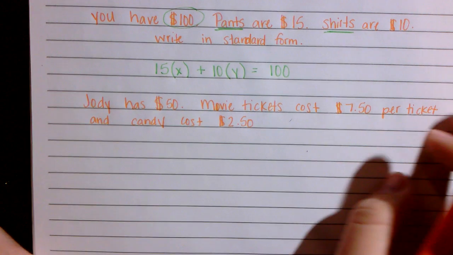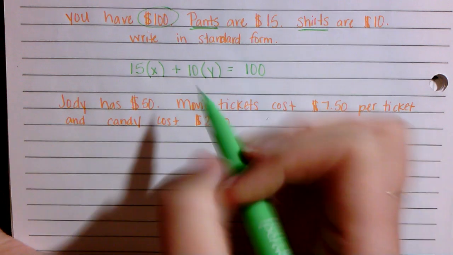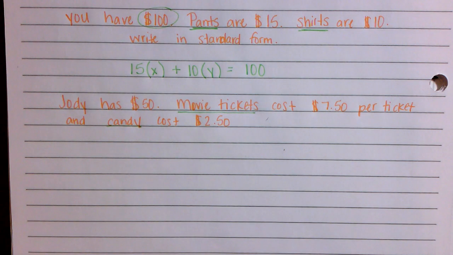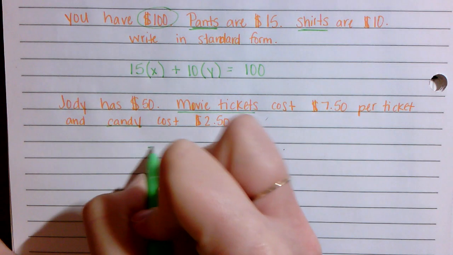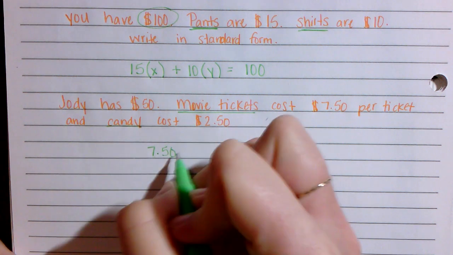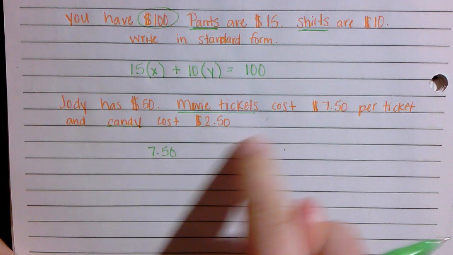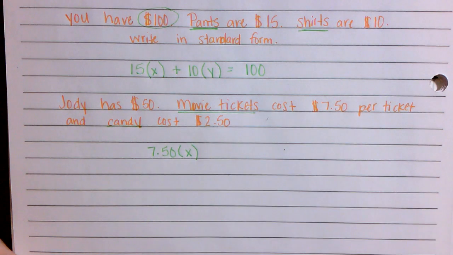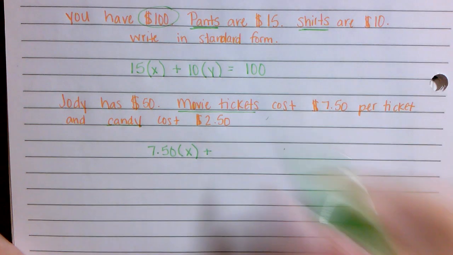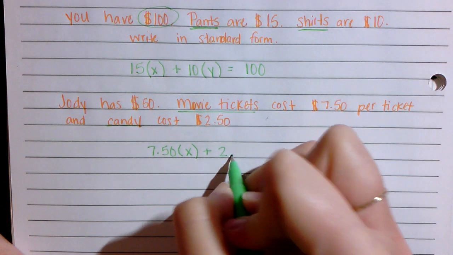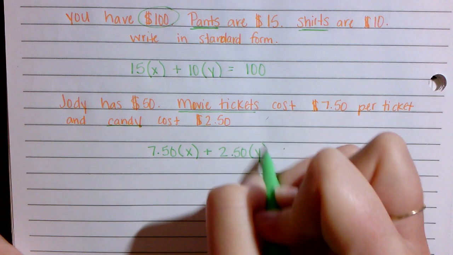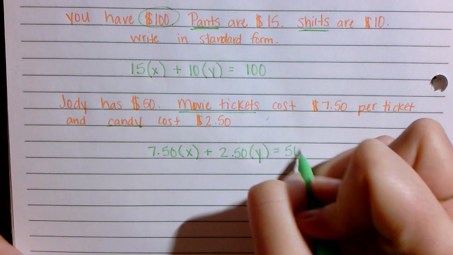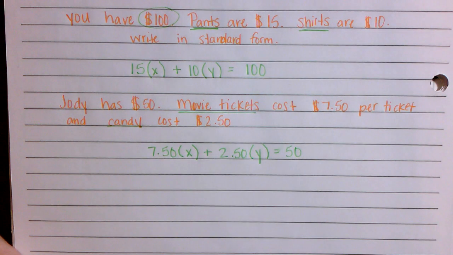Okay, so first let's just make our equation here. From the information that they gave us, I see two items, movie tickets and candy. So let's look at the price for those. So movie tickets is $7.50. That's going to be our A value. And then how many? It doesn't say as of yet. It just says that they're $7.50. We don't know how many she bought. And then we have to add the next item. I see candy. Candy is $2.50. And how much candy did she buy? We don't know. But we can set it equal to our total, which is $50. So this is the equation from this word problem.